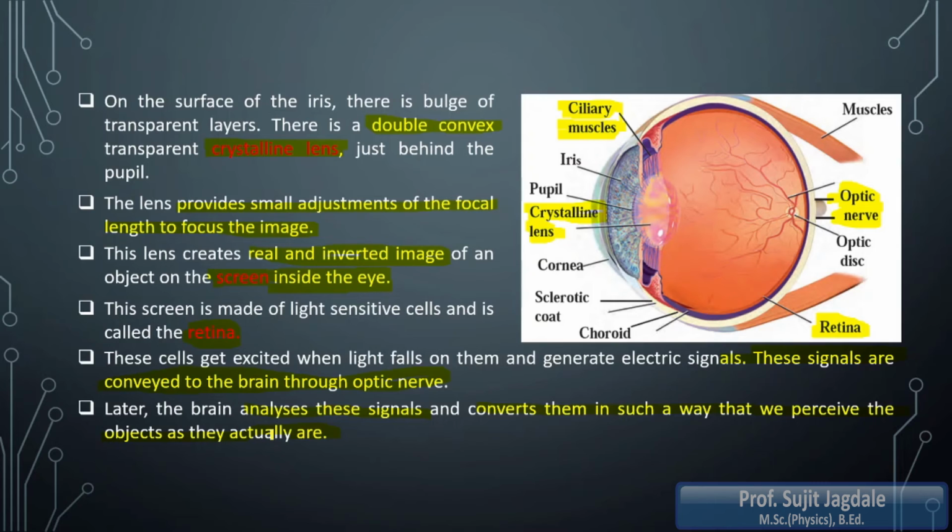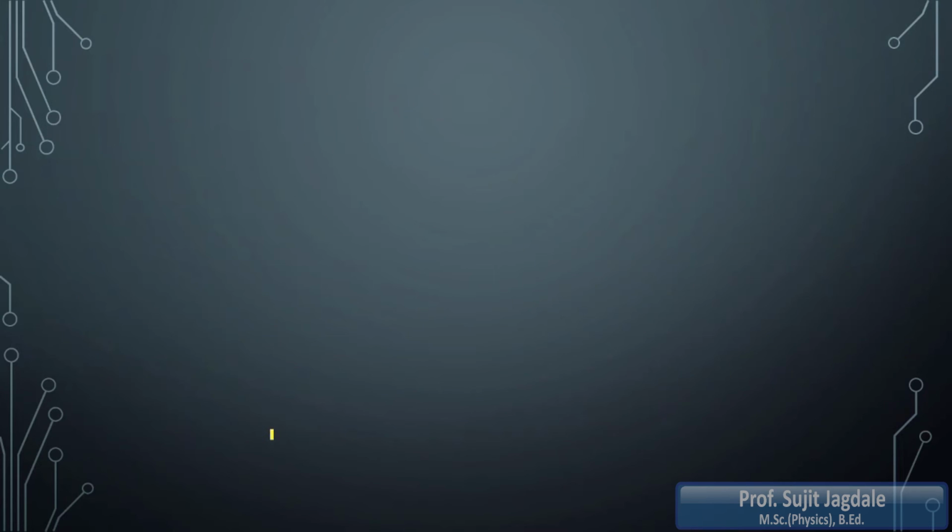Though the image formed by the crystalline lens is real and inverted on the retina, still we are able to see that object as it actually is. Whatever the color of that object, whatever the size of that object, everything is clear as it is, because the signals are sent from the retina with the help of optic nerves in the form of electric signals. Those electric signals are analyzed by the brain, then the brain converts those electrical signals again into the image, and we get the sensation of that image, what it actually is.